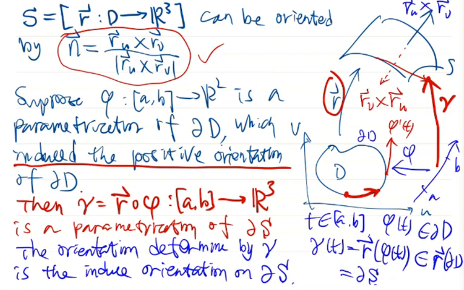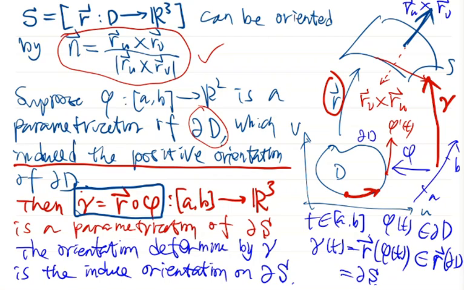Then with this parametrization R, you choose a parametrization of the boundary of D, that is our phi. Then you construct, using phi and R, this map, which is a parametrization of the boundary of S. This parametrization automatically gives you an orientation of the boundary. So this orientation of the boundary curve of S is determined by the choice of n, whether you take this as n or the reverse direction. If you reverse the direction, the orientation of the boundary also reverses. Okay.